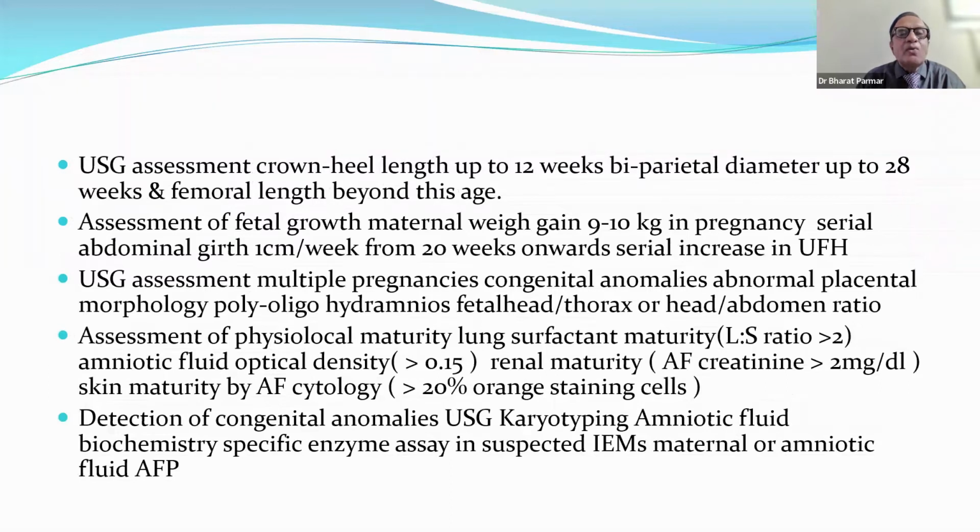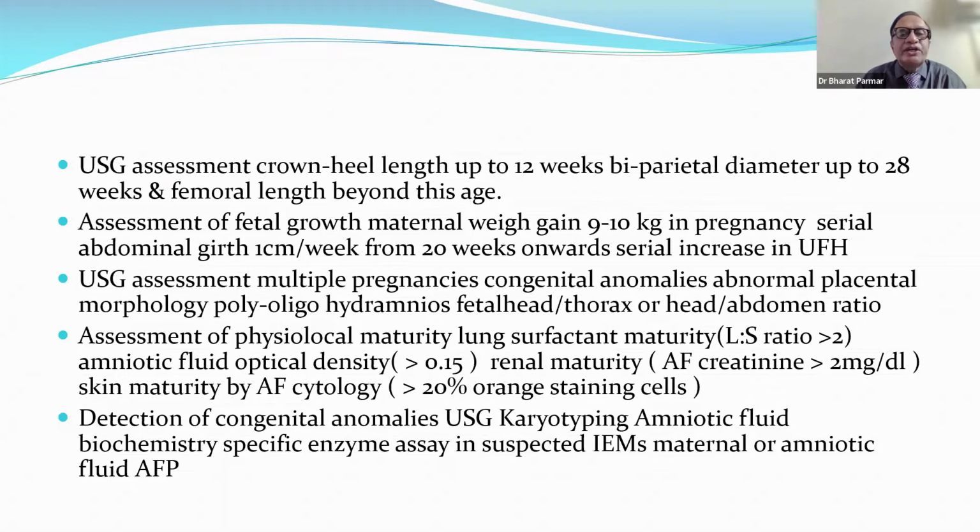USG assessment: crown-heel length up to 12 weeks, biparietal diameter up to 28 weeks, and femur length beyond this age. Assessment of fetal growth: maternal weight gain of 9 to 10 kg in pregnancy, serial abdominal girth increase of 1 centimeter per week from 20 weeks onwards, serial increase in UFH, and USG assessment for multiple pregnancy, congenital anomaly, abnormal placental morphology, oligohydramnios, fetal head, and head-abdomen ratio.